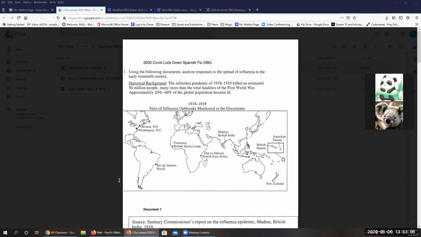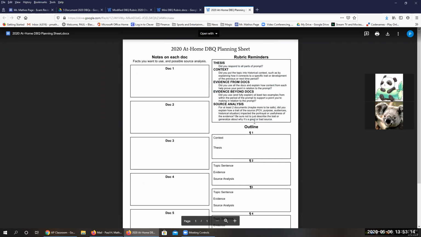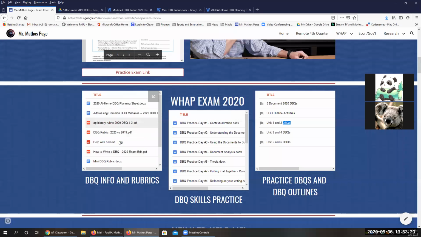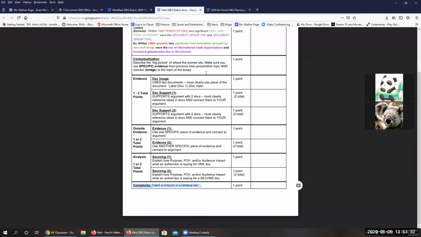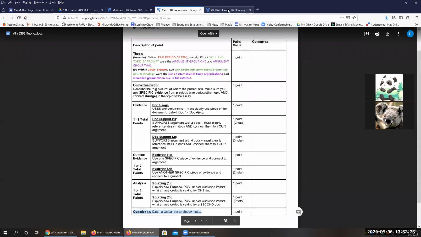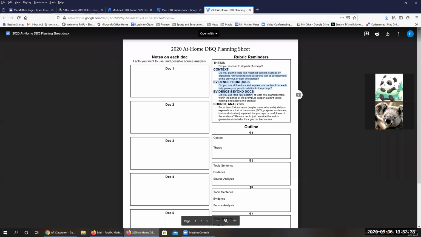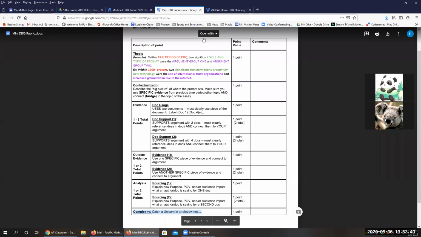Should we use the resources we plan on using for the test or just with our brains? I think you use everything like you would the day of the test. So for me, I like this 2020 at-home DBQ planning sheet. And again, you can find that on my exam review site under DBQ info and rubrics. You can find that DBQ planning sheet right there. I would still have a copy of the rubric next to me just to remind me. Even though the DBQ planning sheet kind of reminds you of things right there, I would still have one of these rubrics next to me. Okay, just in case.